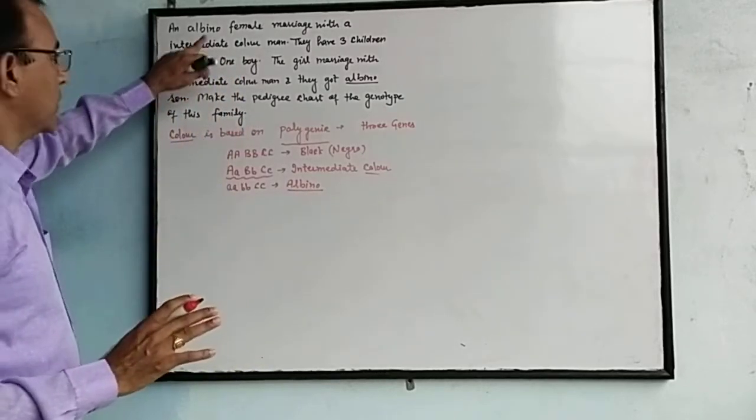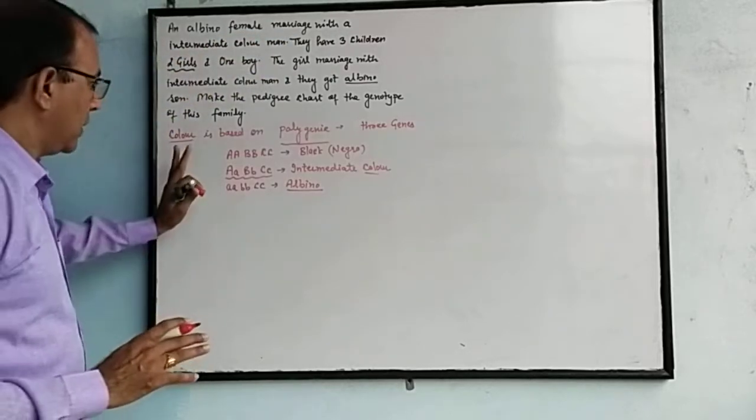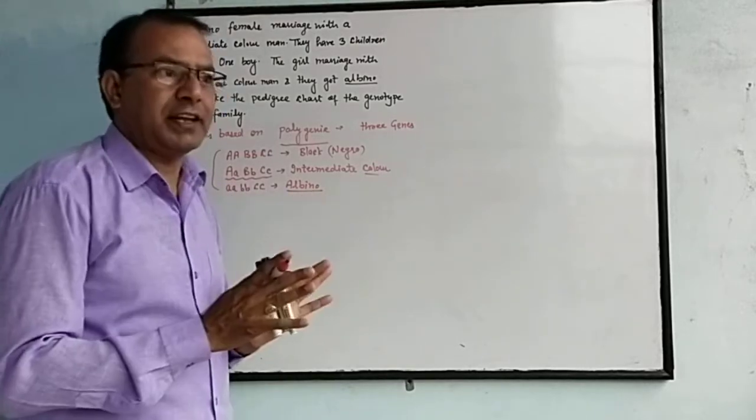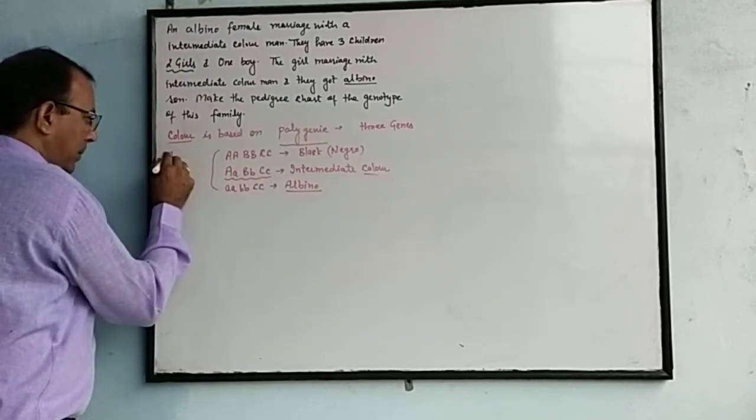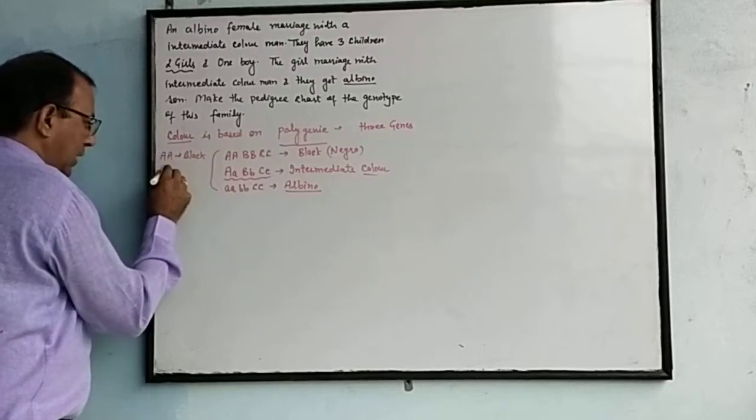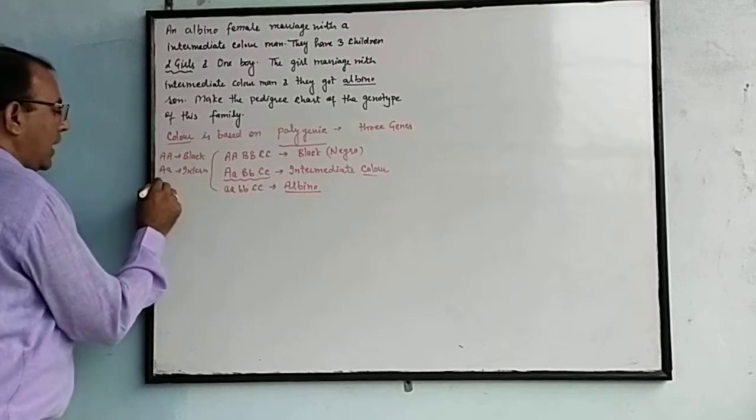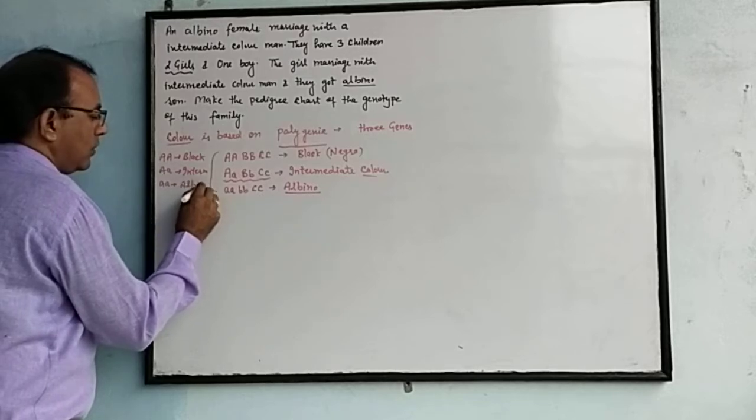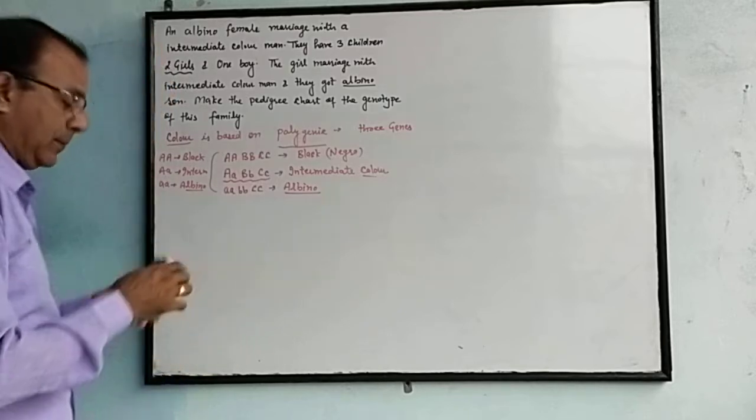So the statement is an albino female marries an intermediate color male. Clear? Colors are polygenic, but it is very difficult to express in polygenic form, so we can take only one pair. A pair of capital A shows the black color. One capital, one small, intermediate. And both small a show the albino, meaning white fair. Then we have to make the pedigree chart of this family.